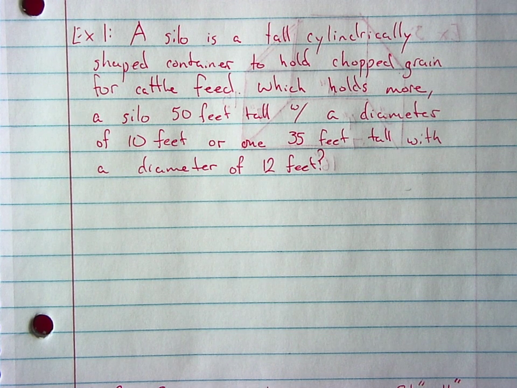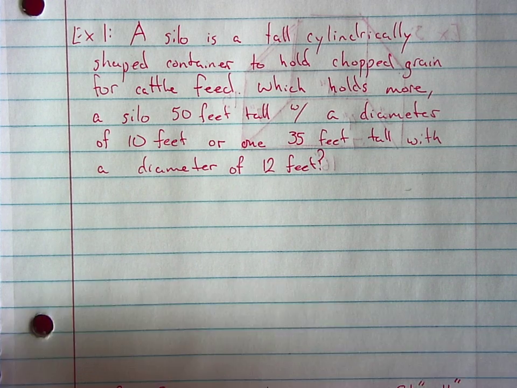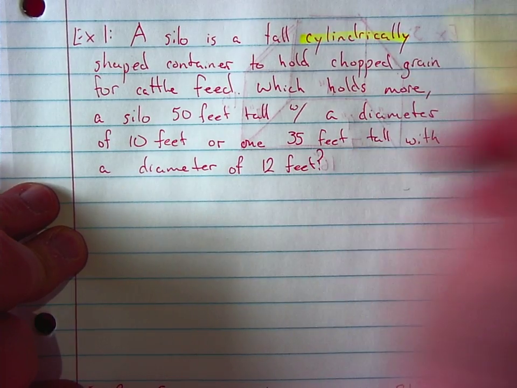Okay, so example 1. Now I would not write all of this down, but you should write down enough to help you for your homework, for your test, for your quizzes, for your next bell ringer. So a silo is a tall, cylindrically shaped container to hold chopped grain for cattle feed or anything else. I'm guessing most of you know what a silo is. If not, you at least need to write cylinder.